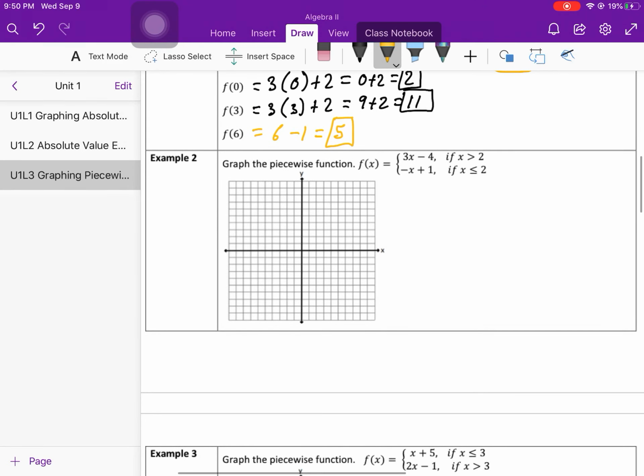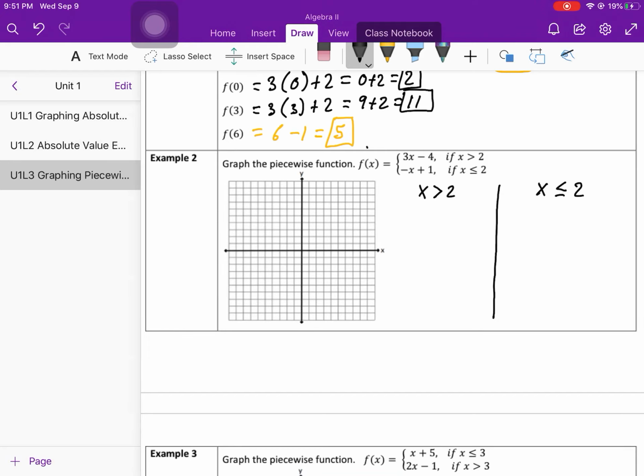Now we're actually going to graph these. So graphing this is going to look a little bit different. What I like to do is split this into two columns since there's two parts that we're graphing. The first column is everything where x is greater than 2, and then the second column is everything less than or equal to 2.